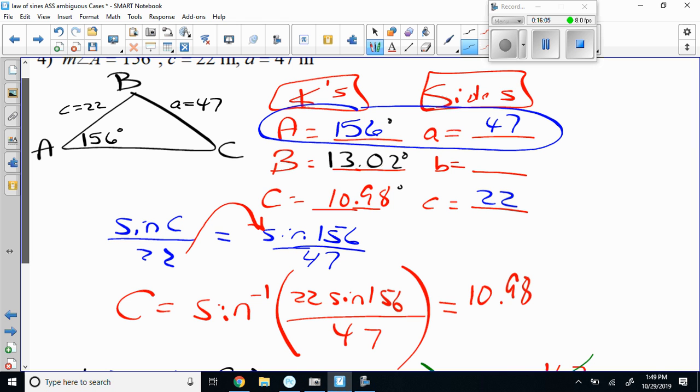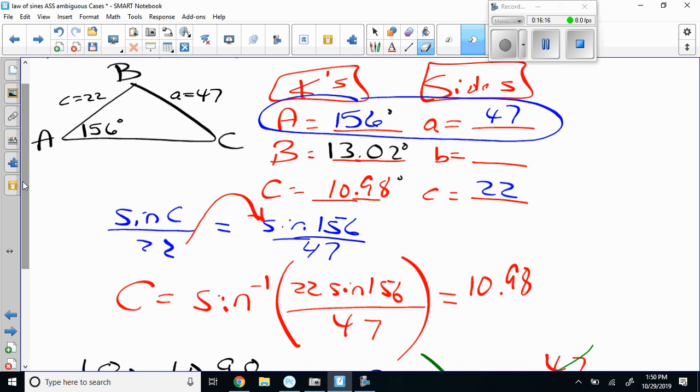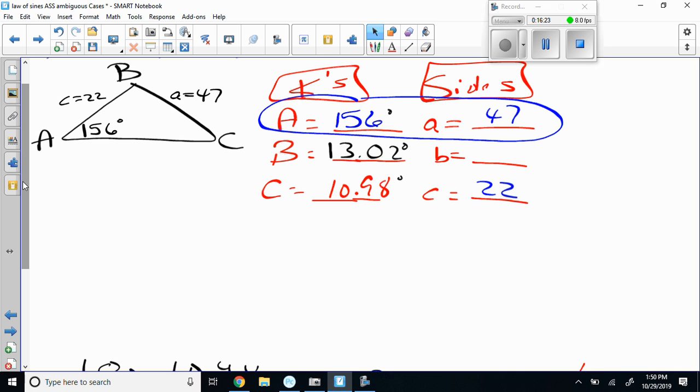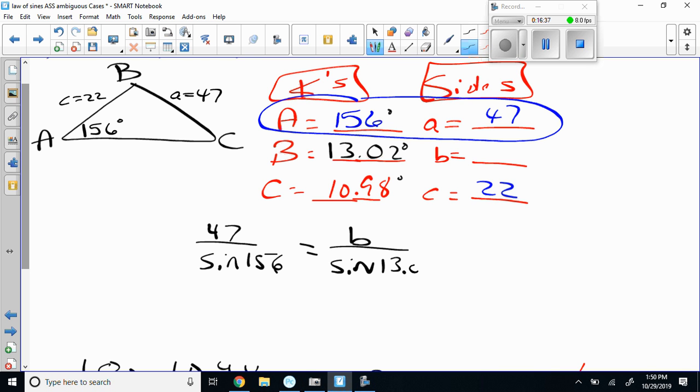Now, ladies and gentlemen, the only thing I am missing is what? Side B, correct? Are you with me? Okay. So all I have to do now is solve for who? Side B. So I can do that. I'm going to use my bridge. I'm doing a side, right? So 47 over sine of 156 equals B over the sine of 13.02.